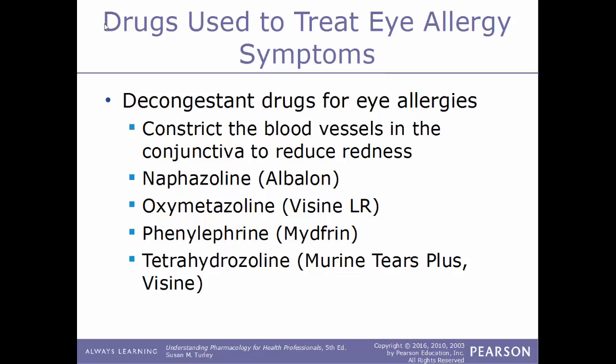Another type of drug that's used to treat eye allergy symptoms are decongestant drugs. And these work because they constrict the blood vessels in the conjunctiva to reduce redness. Some examples of this type of drug: naphazoline, which is sold as Albalon; oxymetazoline, which is sold as Visine LR; phenylephrine, which is sold as Mydfrin; and tetrahydrozoline, which is sold as Murine Tears Plus and Visine.